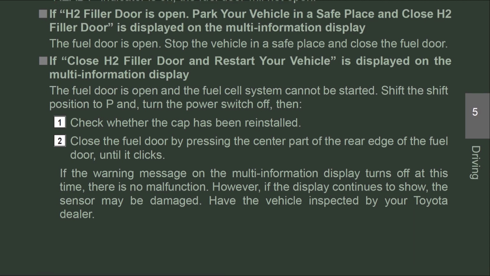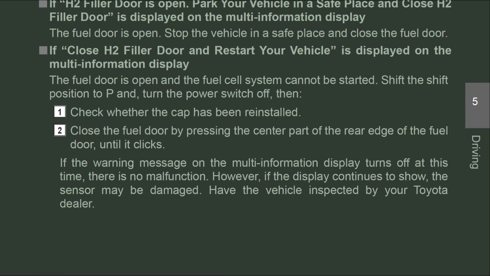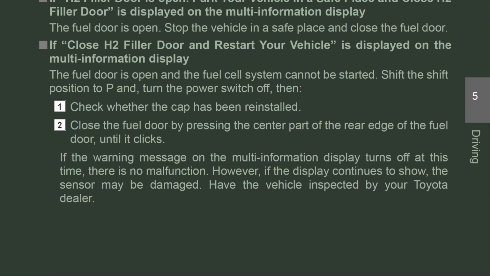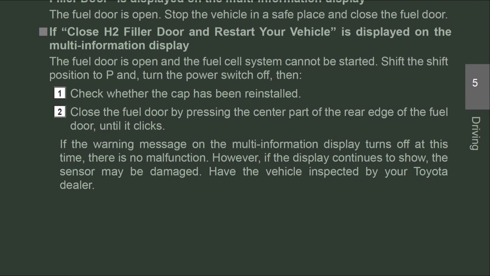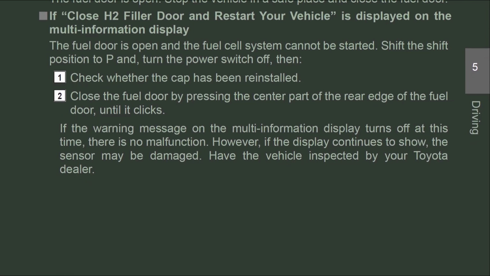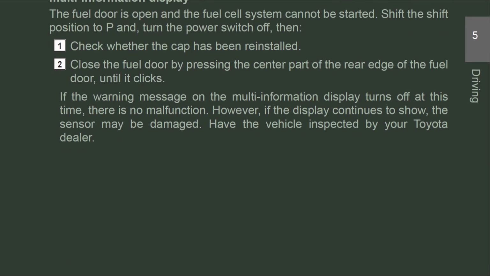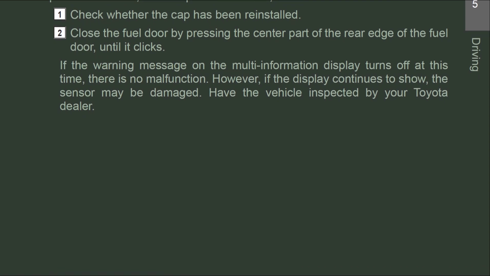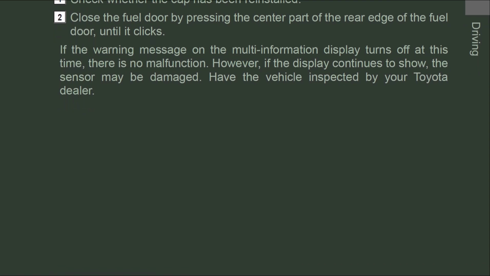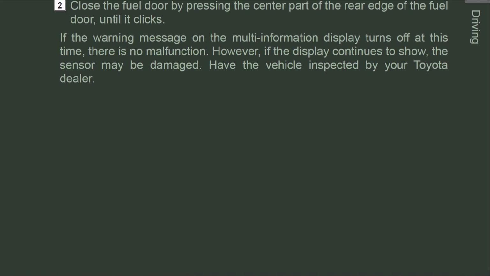Shift the shift position to P and turn the power switch off. Then, 1. Check whether the cap has been reinstalled. 2. Close the fuel door by pressing the center part of the rear edge of the fuel door until it clicks. If the warning message on the multi-information display turns off at this time, there is no malfunction. However, if the display continues to show, the sensor may be damaged. Have the vehicle inspected by your Toyota dealer.